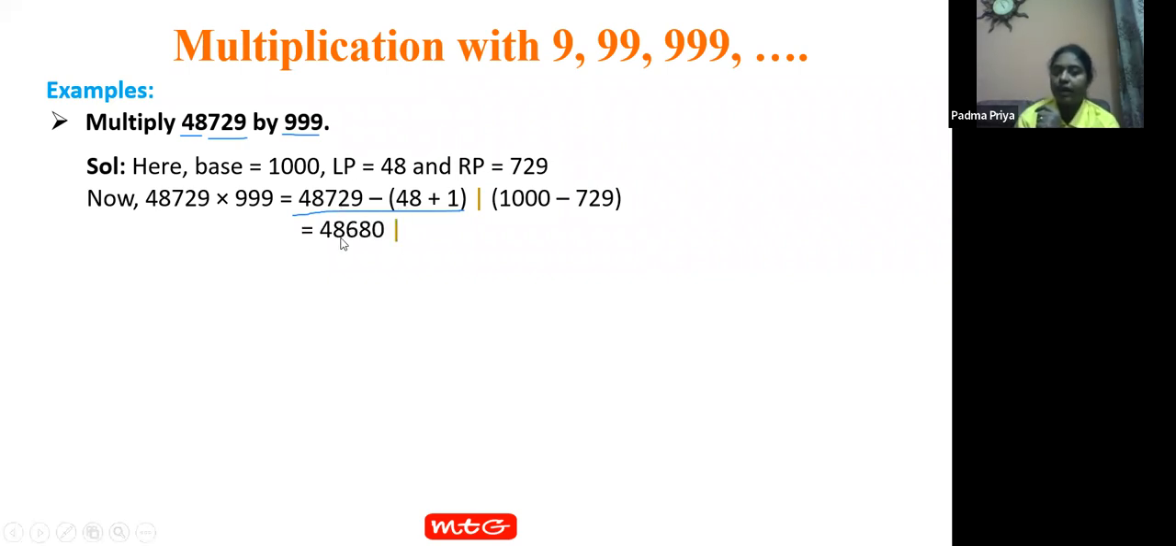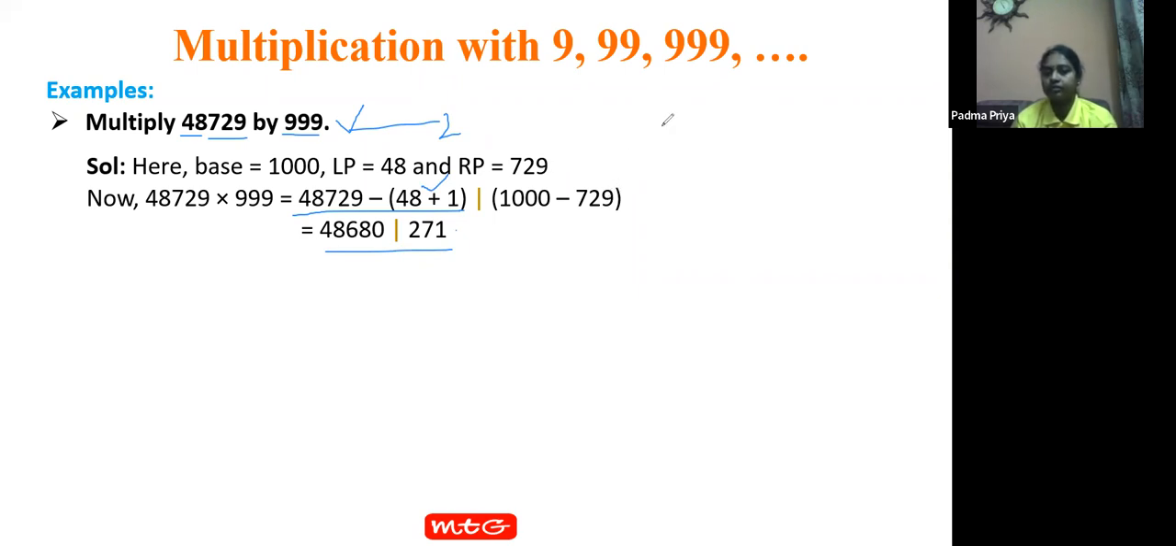So you get the left part of the answer as 48680. And the right part, again, all from 9, last from 10: 271. Then multiplying this bigger number by 999 and calculating, this little part of calculation is much easier. If you are able to solve this complete problem in 2 minutes, you can solve this in less than 30 seconds. Your time is saved and your thinking is reduced. Simple: LP plus 1, subtract from the multiplicand, and the remaining is base minus RP.